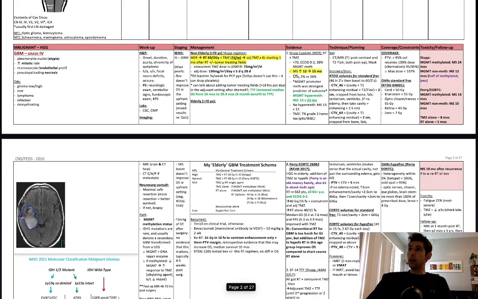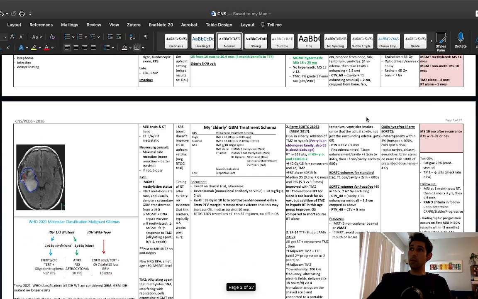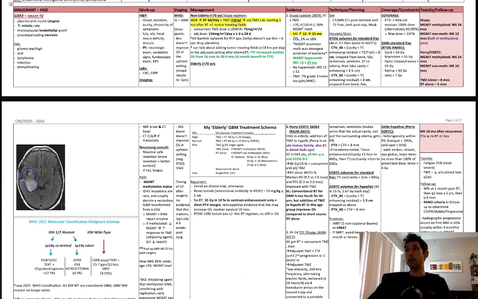In terms of techniques and planning, for simulation you want to do a CT sim with MRI. Again, T1 post-contrast and T2 FLAIR. Both are going to be post-op, with a mask, an Aquaplast mask.